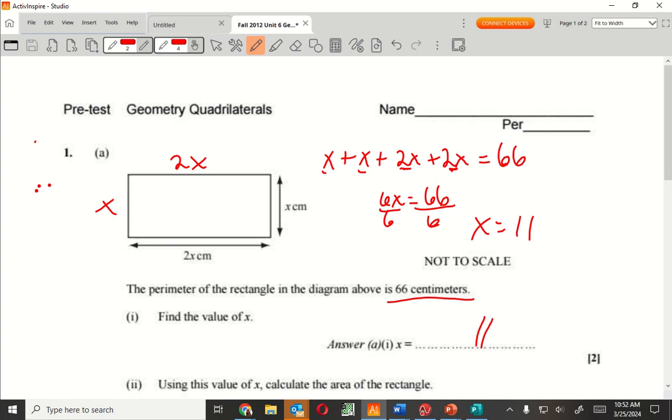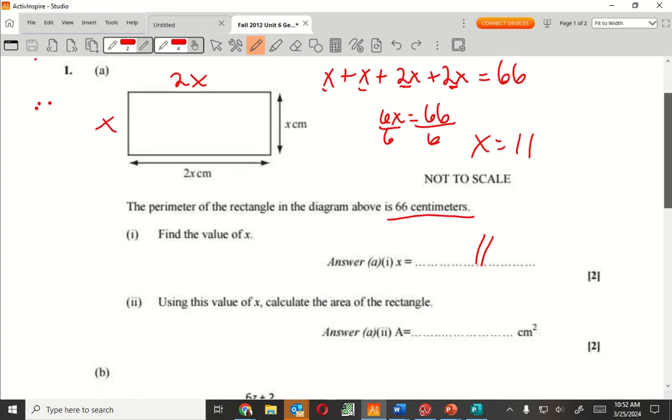Using that value, we have to calculate the area of the rectangle. Ooh, area. Now, how do I find the area of a rectangle? The area is the inside, right? Yeah. How do I find the area? How about a formula? What would I use to actually calculate the area of this shape? Is there a formula for area? Yes, there is. It's length times width.